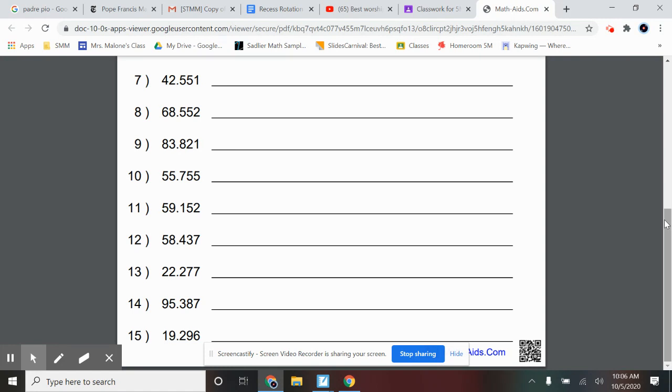Number 14: 90 plus 5 plus 0.3 plus 0.08 plus 0.007, or 3/10, 8/100, 7/1000. And then the last one, which was 15, should be 10 plus 9 plus 0.2 plus 0.09 plus 0.006, or 2/10, 9/100, 6/1000.